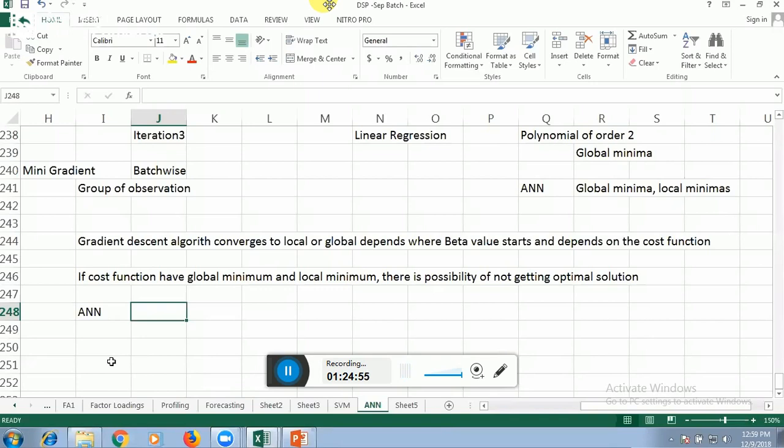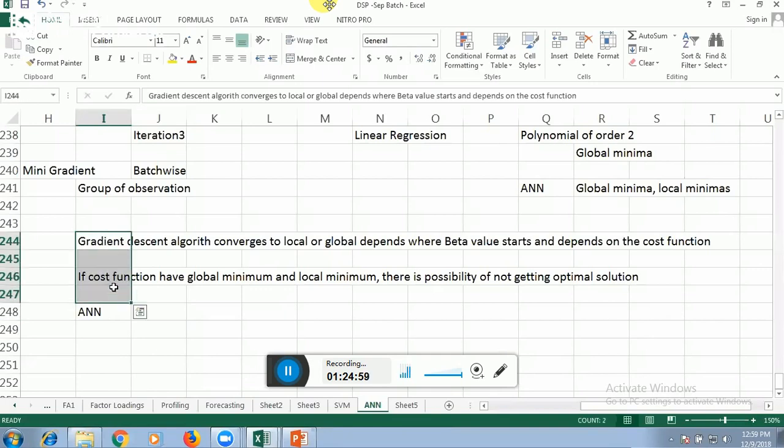Are you clear what I'm saying? So that is also a challenge you have with gradient descent. Gradient descent may not converge to the optimal solution if you have multiple minimas in your cost function. If you have a global minima, then definitely it will reach the global minimum only, just like in linear regression, where you have a global minimum.